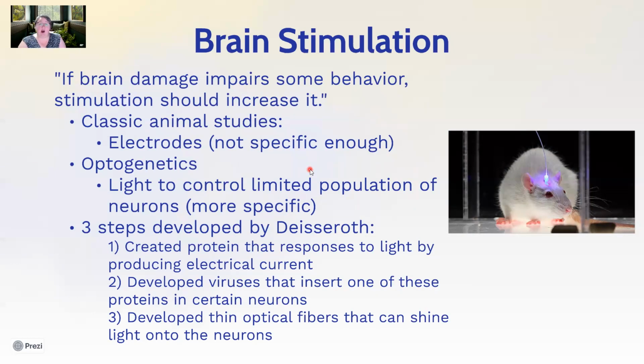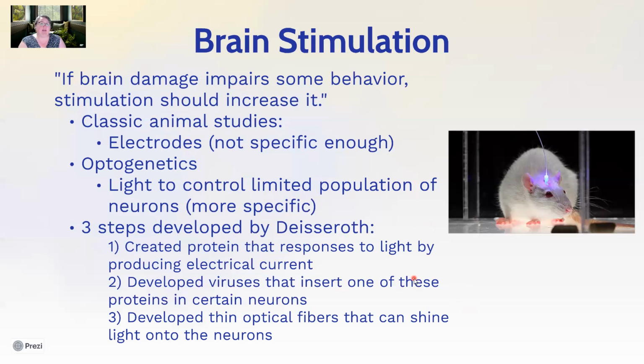More recently, optogenetics have been developed. There were three steps developed by Deisseroth, and we will go over those in just a moment. But basically, optogenetics is using light to control a more limited population of neurons. So in other words, becoming more specific, whereas an electrode might be capturing more than we wanted to. The optogenetics is helping narrow down what we're actually capturing.